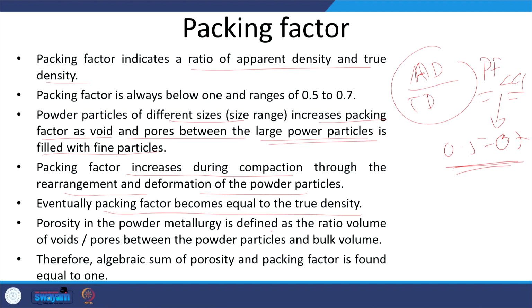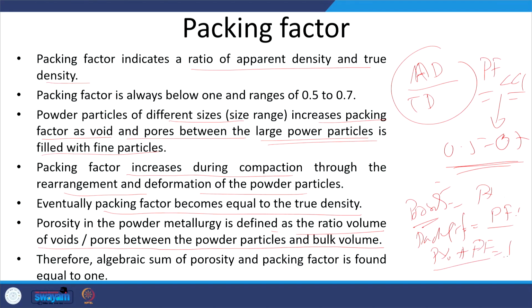Porosity in powder metallurgy is defined as the ratio of the volume of the voids or pores between the powder particles to the bulk volume. Okay, I have already explained this. So, the porosity percentage, say it is P, and the packing factor, say it is PF. The sum of the porosity and the packing factor will be equal to 1. Greater the porosity, lesser will be the packing factor. If the porosity is reduced, packing factor will be enhanced, and that is why the algebraic sum of the porosity and packing factor is found equal to 1.